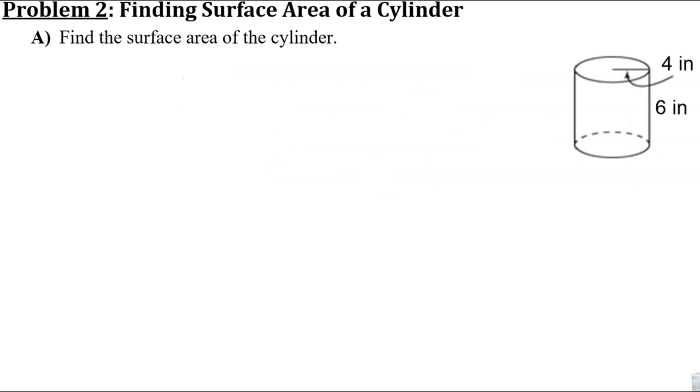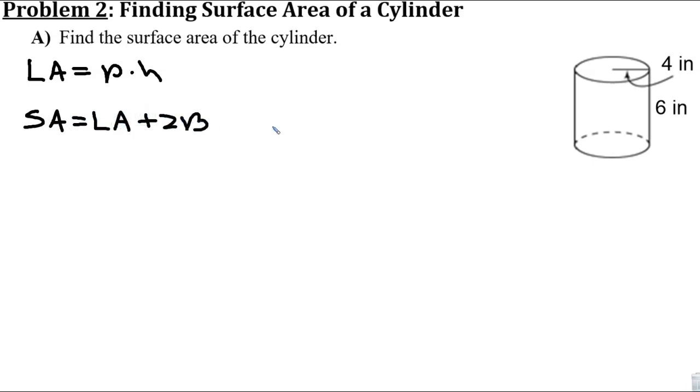In problem 2, we're going to look at finding the surface area of a cylinder. And we did prisms and cylinders together because essentially they have the same formula. We can think of a cylinder as just a circular prism. So my formulas will be the same. LA equals P times H. And then SA equals LA plus 2B once again.